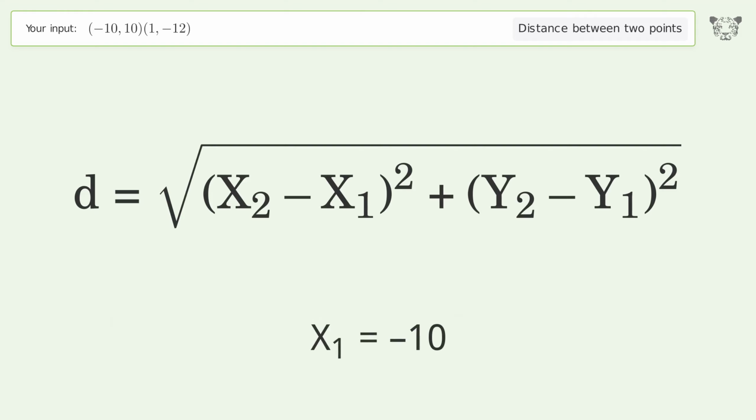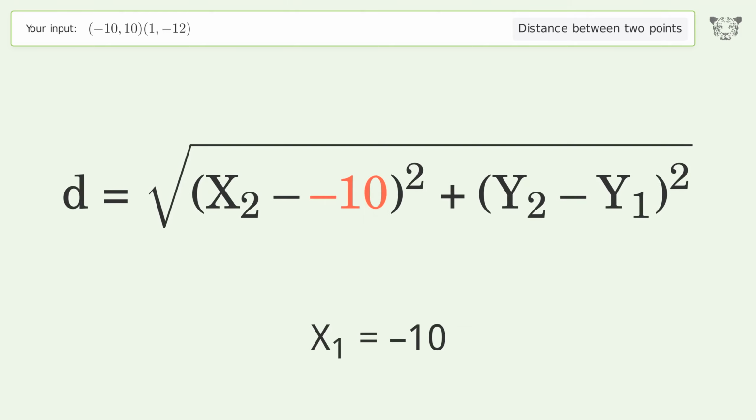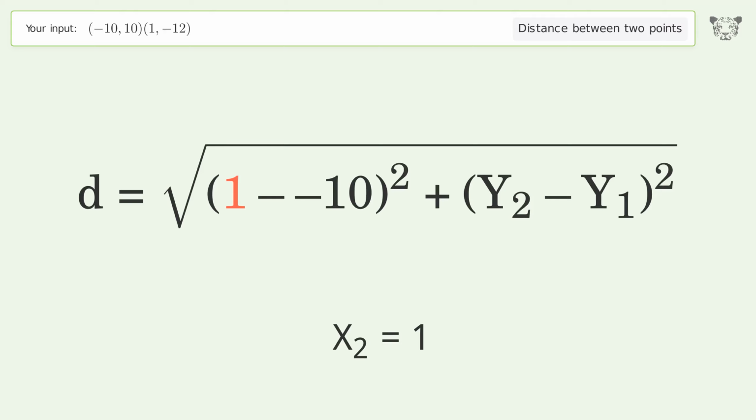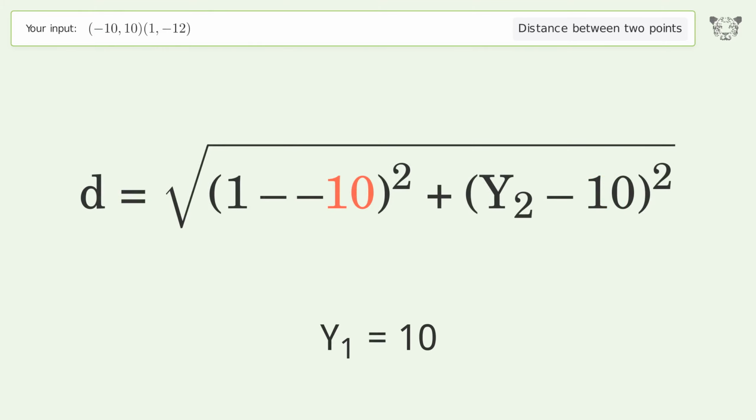x1 equals -10. x2 equals 1. y1 equals 10. y2 equals -12.